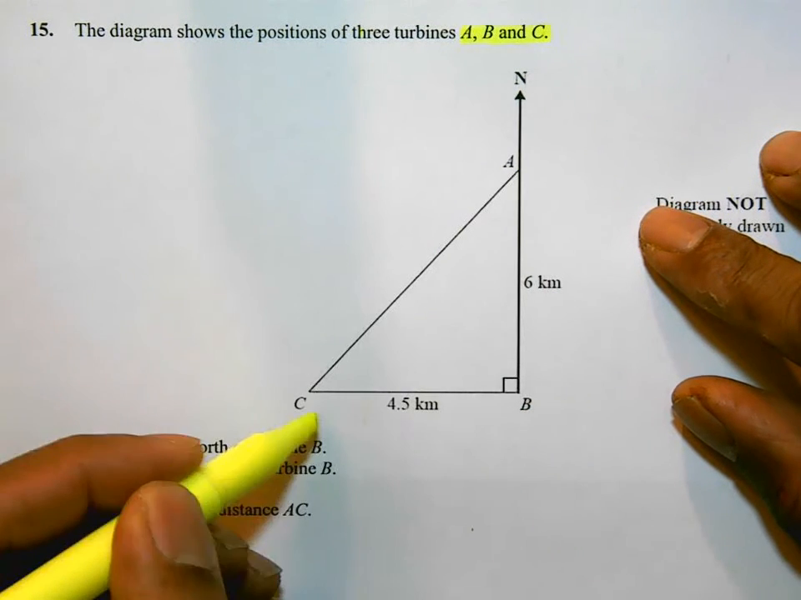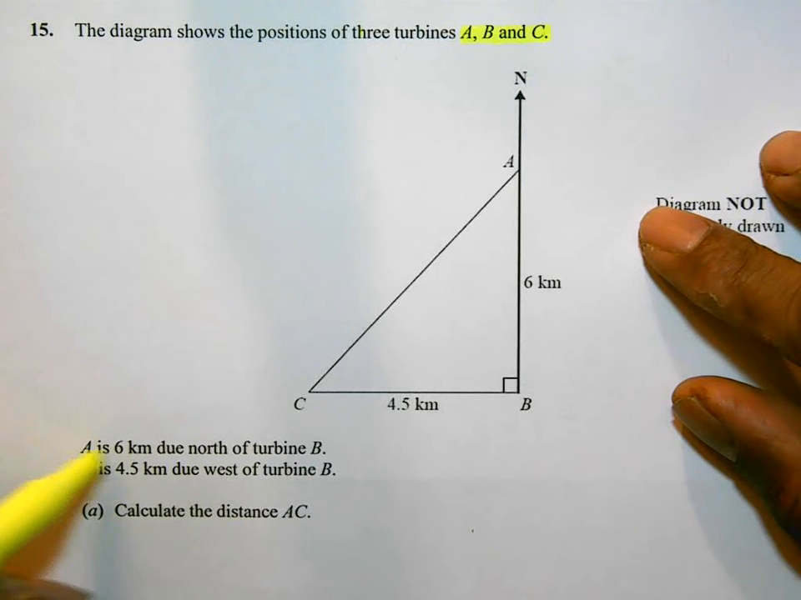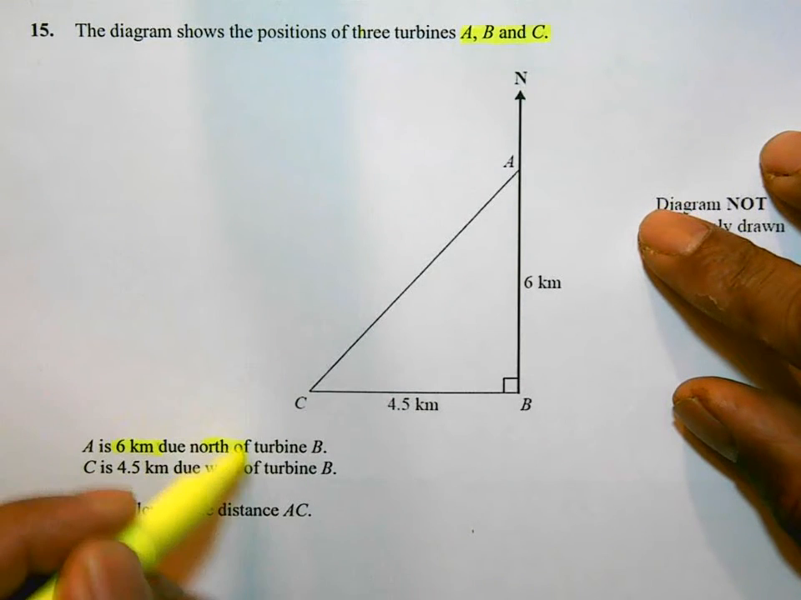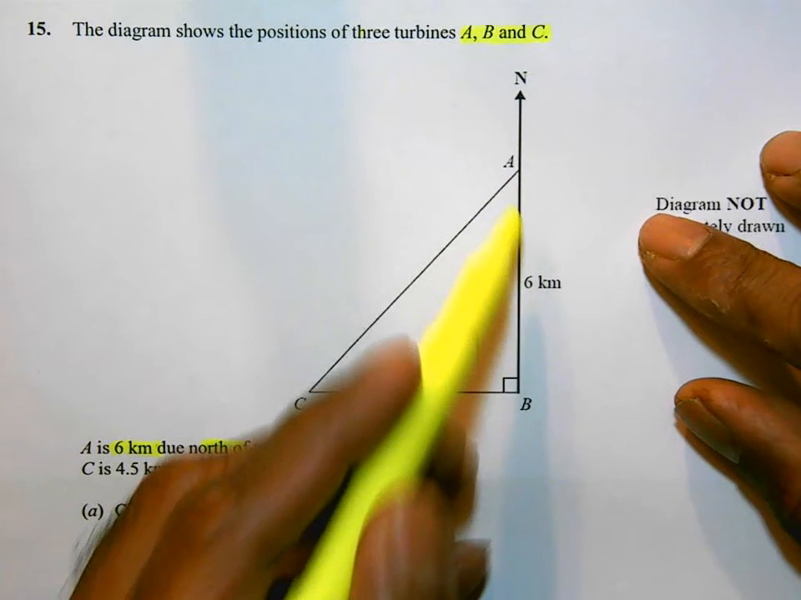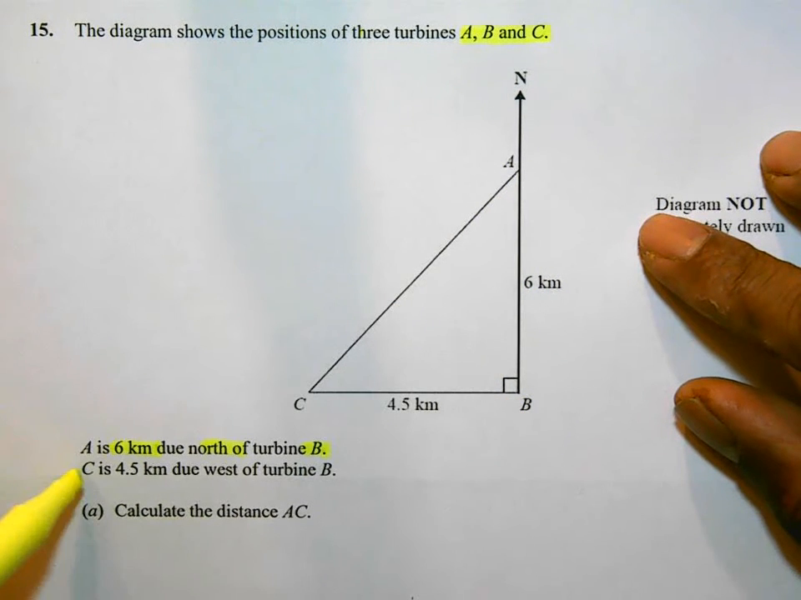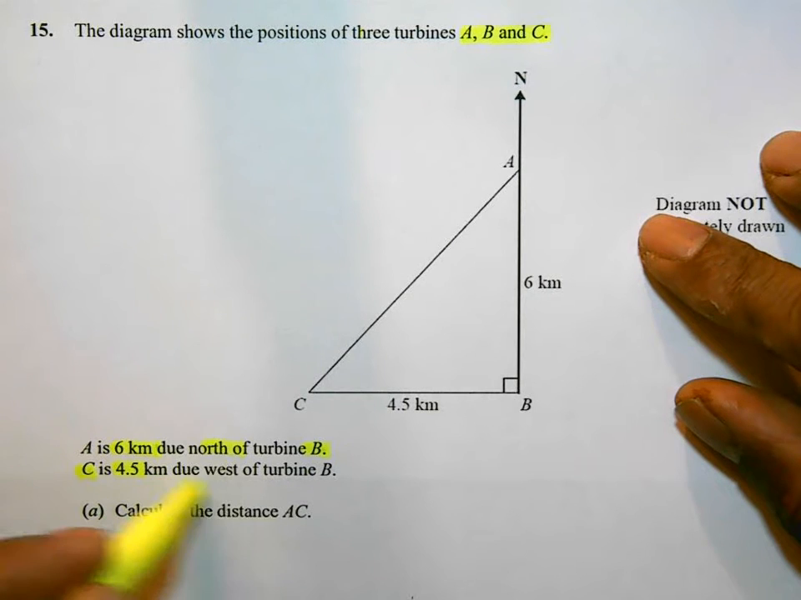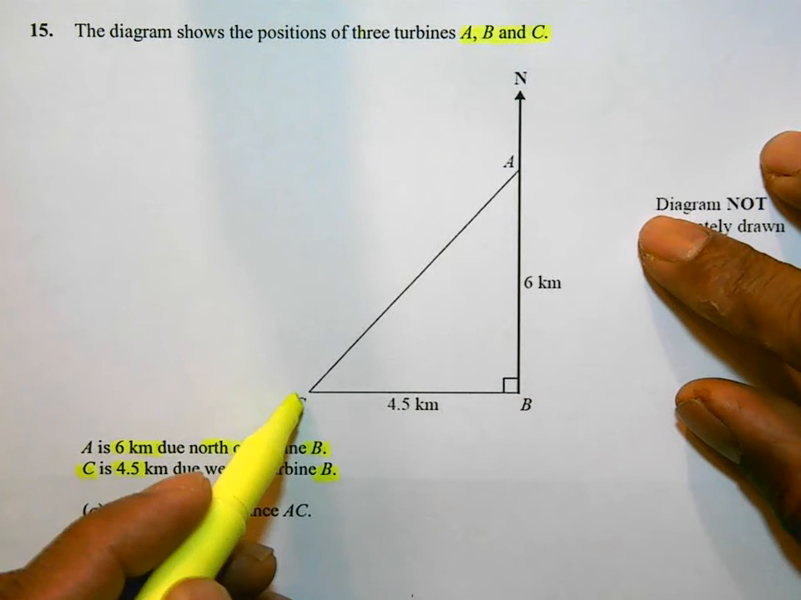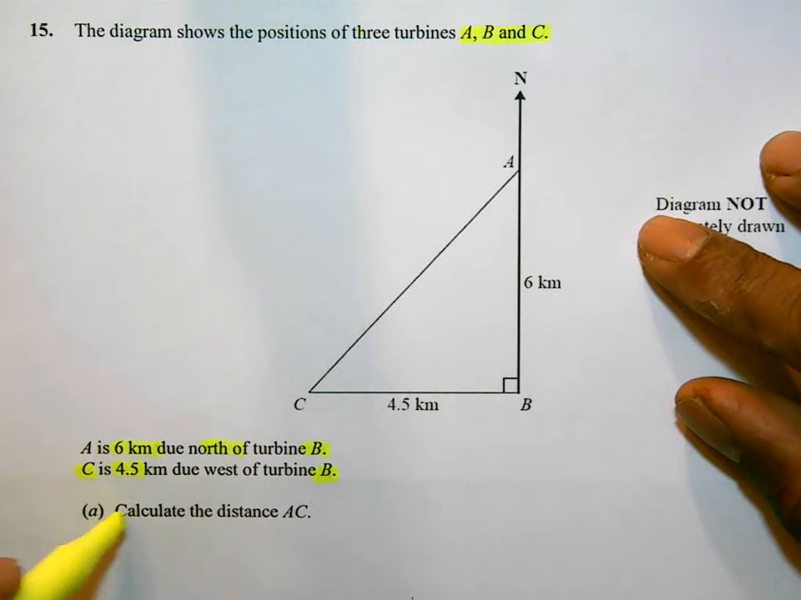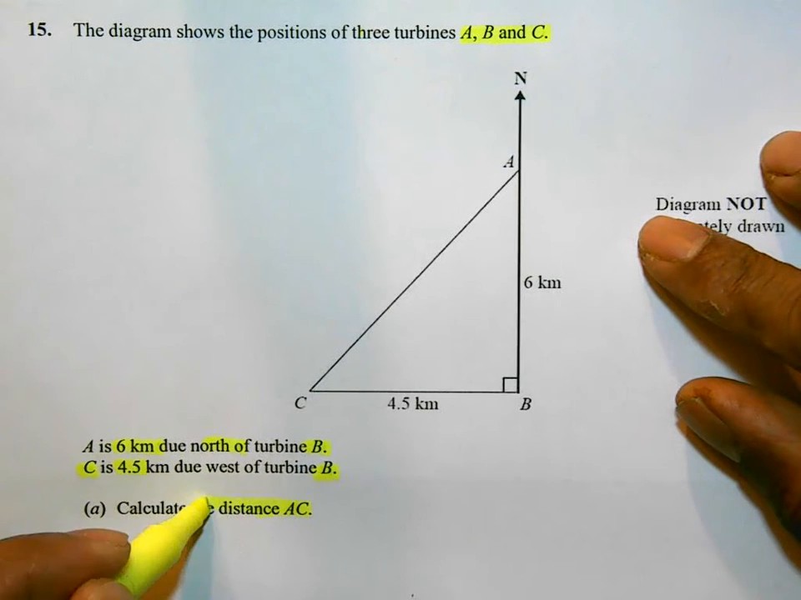A is 6 kilometers due north of turbine B. So A is 6 kilometers north of turbine B. C is 4.5 kilometers due west of turbine B. And there's C, it's 4.5 kilometers away. Calculate the distance AC. So we want to work out this distance over here, AC.